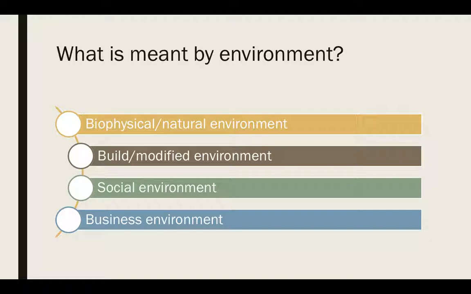The biophysical or natural environment includes animals, humans, and plants, so that is the ecosystem. The built or modified environment are all man-made structures, so for example cities. The social environment is the social setting in which people live, for example the culture. The business environment describes internal as well as external factors affecting a business's situation, so for example markets, competitors, or laws.